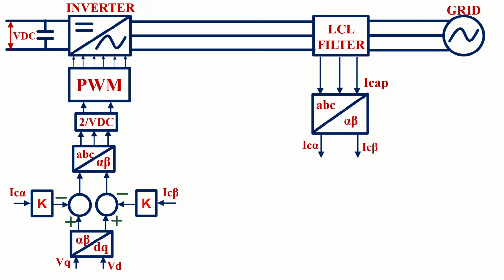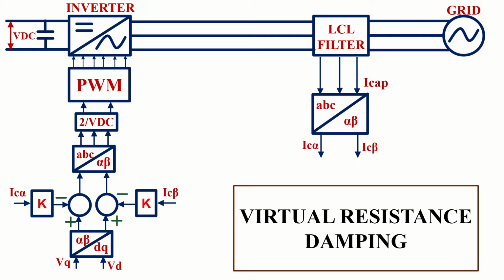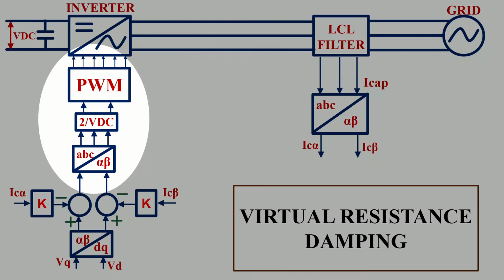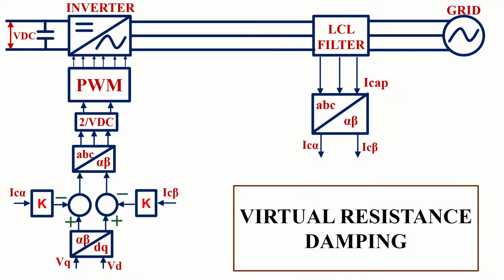The gain value of K here is analogous to the resistance value used in the passive damping method. For this reason, this method is typically referred to as the virtual resistance damping scheme. Now, after subtracting the capacitor current signals, the voltages are transformed into the ABC frame, and the PWM signals are generated. This completes the control logic. Now, let's open Matlab and begin the simulation.